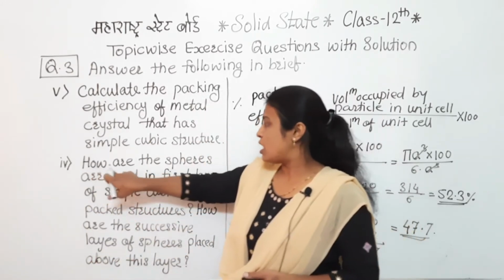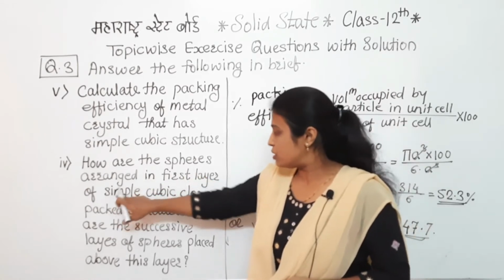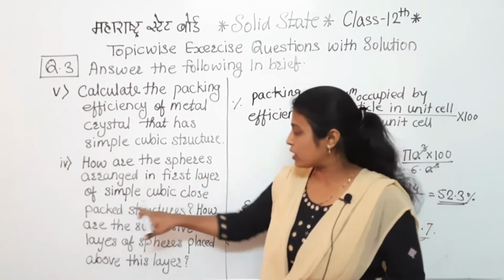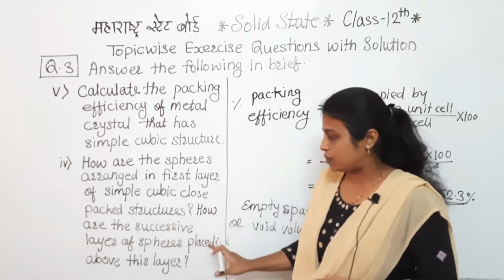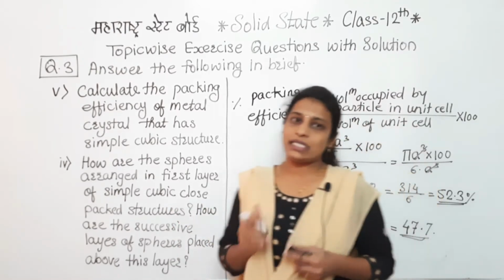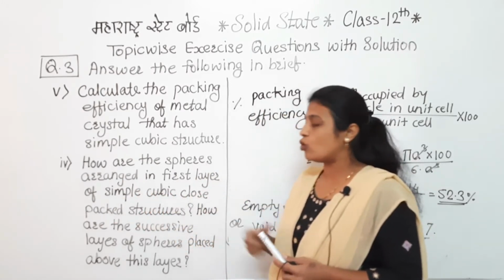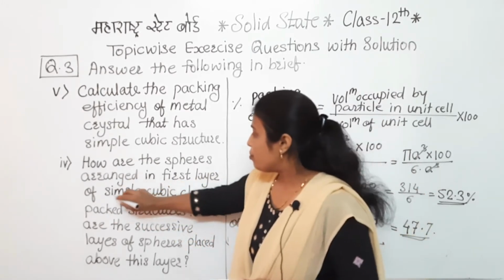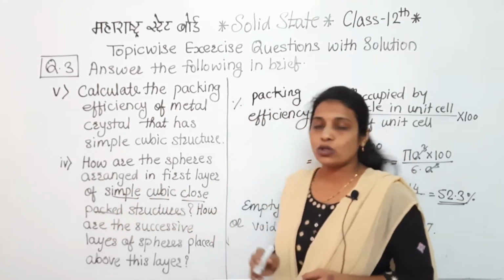Second question is, how are the spheres arranged in the first layer of simple cubic close packed structures? How are the successive layers of the spheres placed above this layer? Means it is the question related to the simple cubic close packed structure. By which arrangement will we get that simple cubic close packed structure?